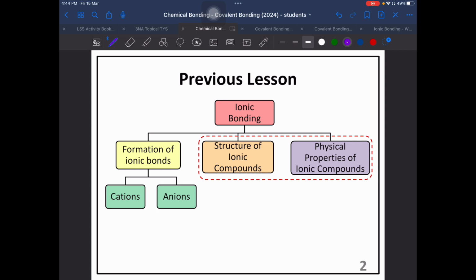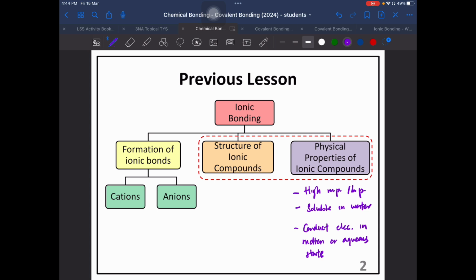In the previous lesson, we learned about ionic bonding, and more specifically, we learned about the physical properties: high melting point and boiling point for ionic compounds. We learned that they are soluble in water, but insoluble in organic solvents. We also learned that they can conduct electricity, but more specifically, only in the molten or the aqueous states. So these are some of the things that we have learned about ionic compounds. The worksheets that you have done corrections for should have already gone through some of these concepts as well.